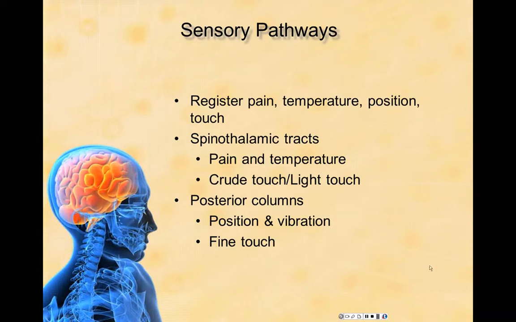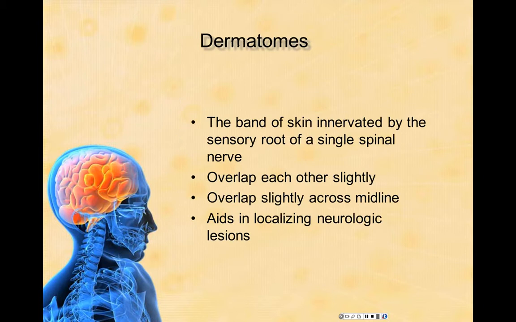Okay. Sensory pathways register pain, temperature, position, touch. The spinothalamic tracts: pain and temperature, crude touch, light touch. Posterior columns: position and vibration, and fine touch. We talked a little bit earlier about the dermatomes. It's the band of skin that's innervated by that sensory root of a single spinal nerve.